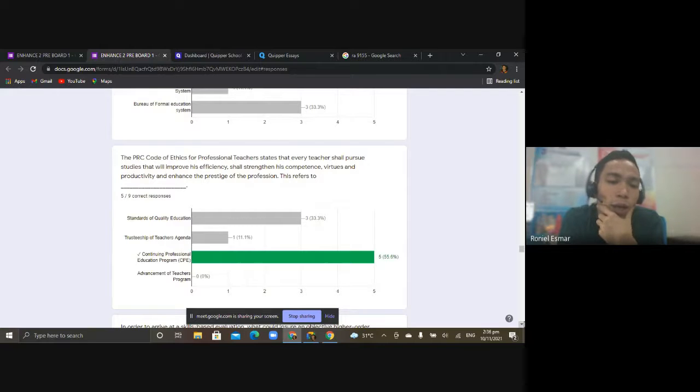This refers to A. Standards of quality education, B. Trusteeship of teachers' agenda. Now, how is it related to the code of ethics, which states that a teacher must seek professional development? Or is it CPE, or perhaps option number 4, advancement of teachers program? Now, obviously, it should be the Continuing Professional Education program.